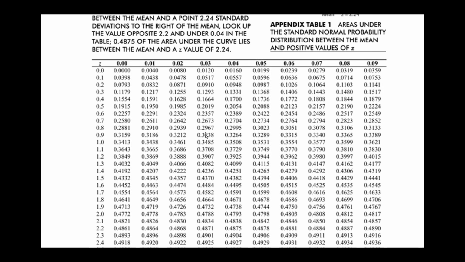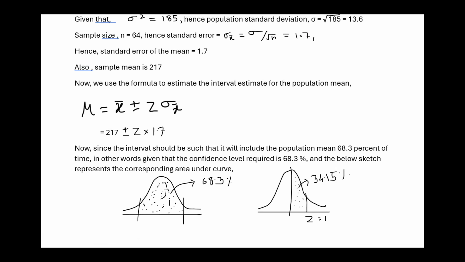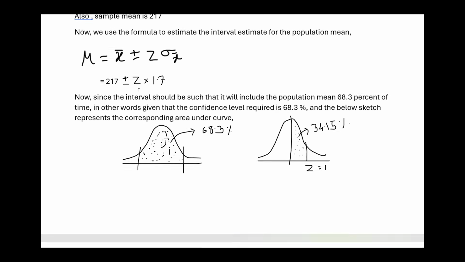So if I go to the table, where is my 34.15? You will see it is somewhere here. This is the closest one. So z equal to 1.00 gives this area of 34.13. Hence my z is equal to 1.